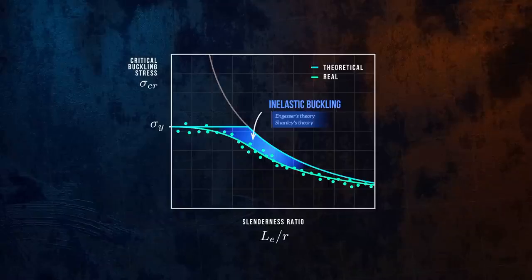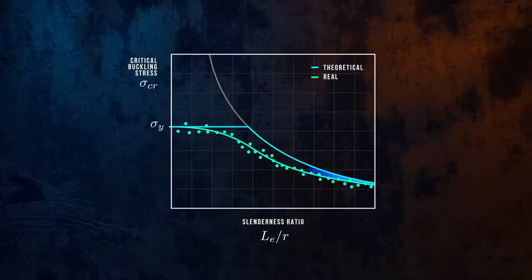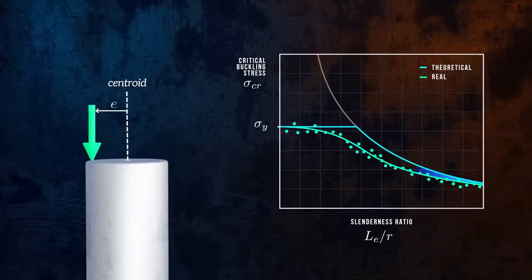There's a much better correlation between the test data and Euler's formula for very slender columns. But even for these columns, there are some limitations to Euler's formula that the engineer needs to be aware of. One of these limitations is that the formula assumes that the applied load acts exactly through the centroid of the column cross-section. But the applied load will always be slightly offset from the centroid, even if it's by only a very small amount. This eccentricity introduces a moment that acts in addition to the axial load, which reduces the critical buckling stress and significantly changes how buckling occurs.